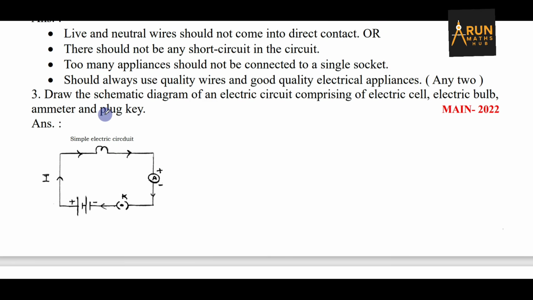Draw a simple electric circuit containing an electric cell, electric bulb, ammeter and plug key. See, this is the simple electric circuit. Bulb and ammeter are connected in series. You have a switch and an electric cell.